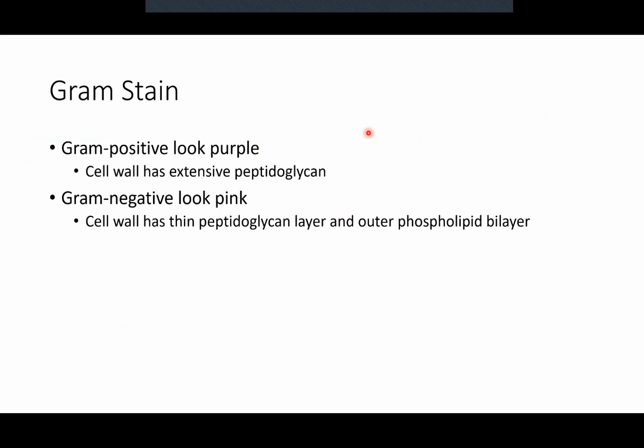One way to differentiate different kinds of bacteria is to do a gram stain. And when you do the gram stain, gram positive bacteria look purple, which means that their cell wall has extensive peptidoglycan. Gram negative bacteria look pink, and that means that the cell wall has a thin peptidoglycan layer and an outer phospholipid bilayer.